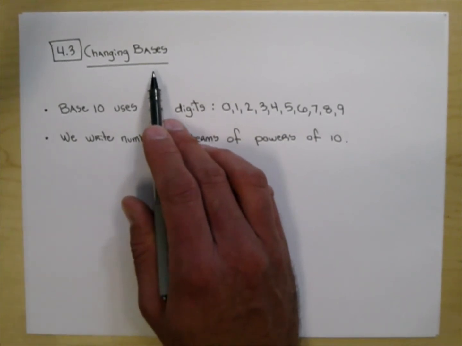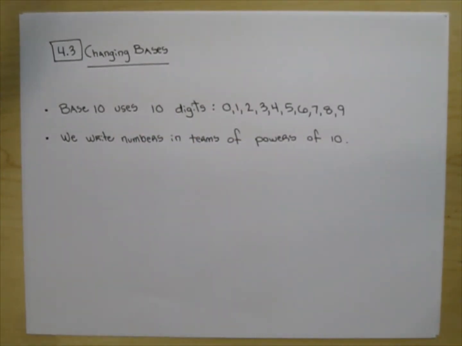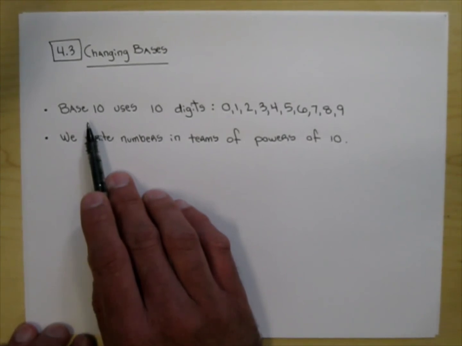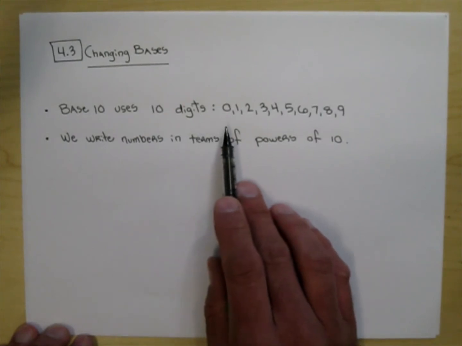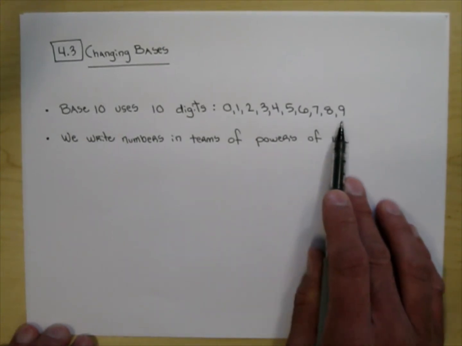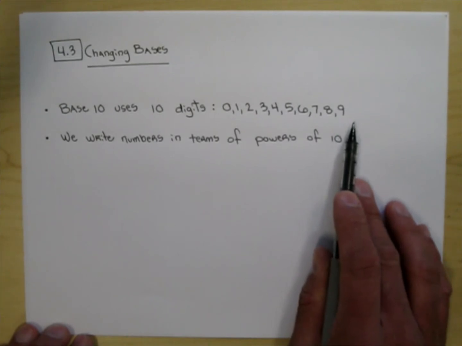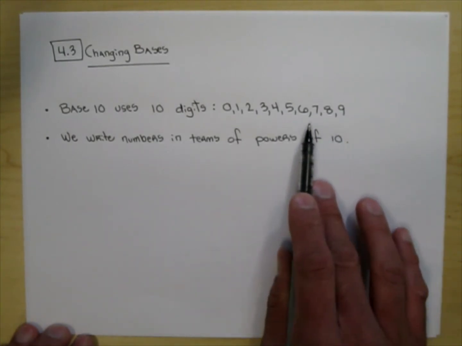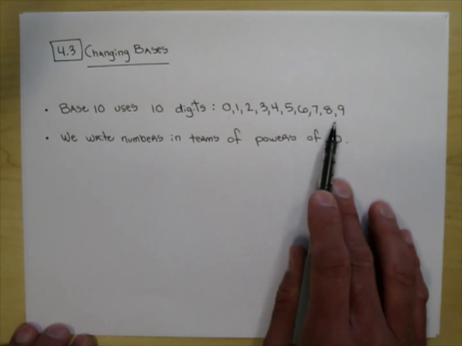So what's this all about, changing bases? Well, first of all, we're going to start with base 10, because base 10 is the base that we use. Base 10 uses 10 digits, and those are the symbols that we use for base 10, 0 through 9. If I were to write the number 10, I would be recycling some of the digits, because 10 is a 1, 0, and 11 is a 1, 1. So all the other numbers that we use, we're just recycling these guys. So we use 10 digits.